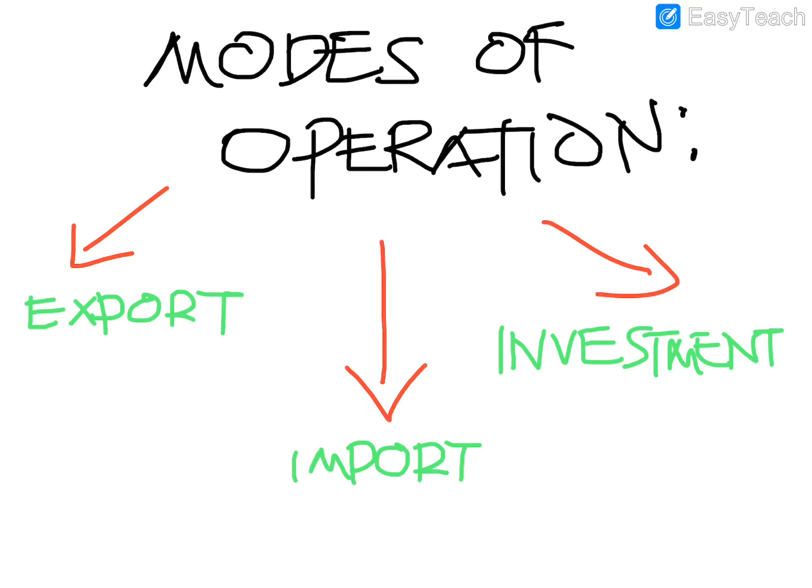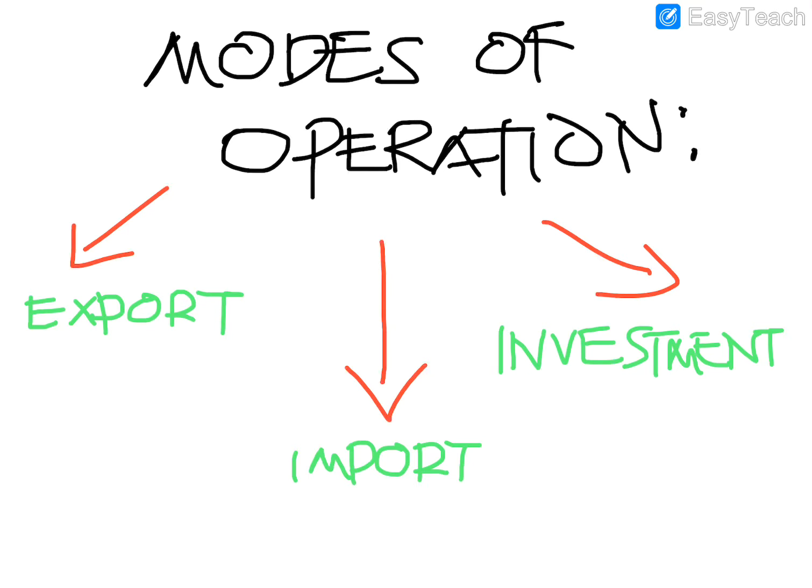Now we move to the modes of operation of international business. We have three modes here. As I told you, international business means we have business in two or more countries. So the common modes of operation are export and import. I taught you before what import and export are. Export is the goods that you send out of the country, from Malaysia to another country, we call it an export.